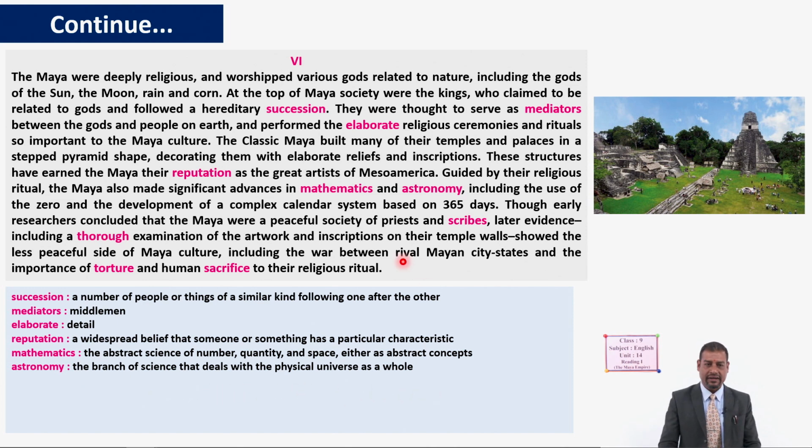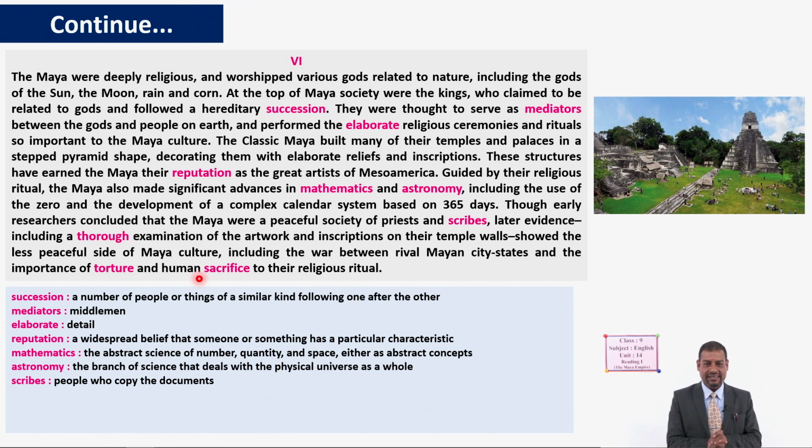whole. Another word we have is scribes. So what does it mean? Oh, it may be difficult for you, but don't worry. I am telling you the meaning of this word, scribes. So what does it mean? Yes, it means people who copy the documents.